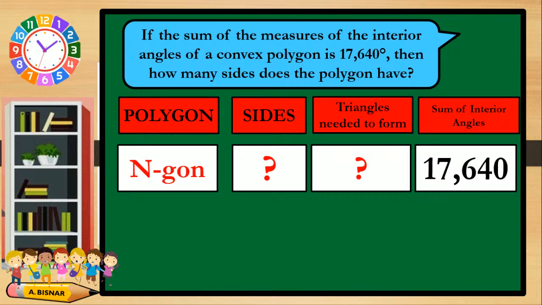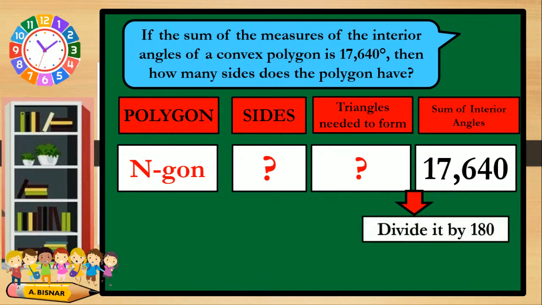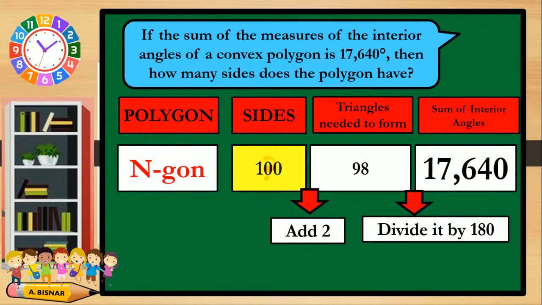Calculator is the key. Let's check nga kung tama yung sagot. Okay lang yun na may calculator kayo ngayon, kasi online class. 17,640 divided by 180, the answer is 98. And then you will add 2, the answer is 100. So the answer is 100 gon.